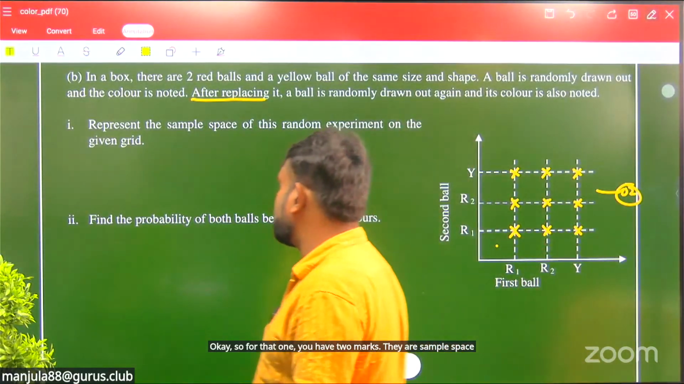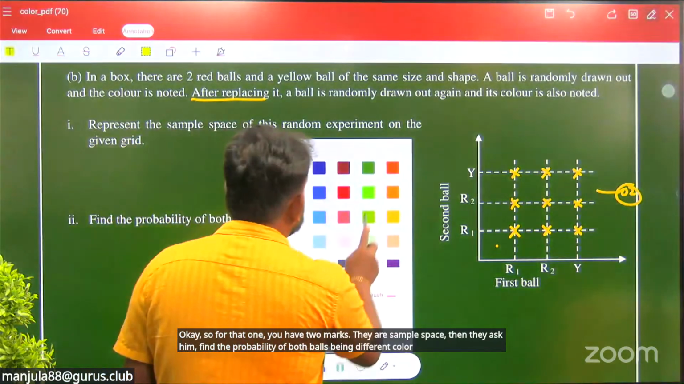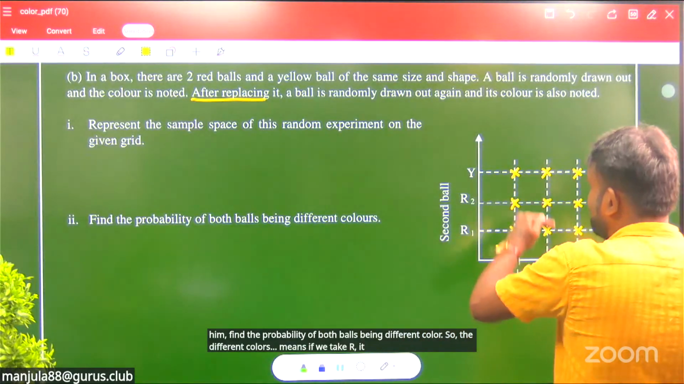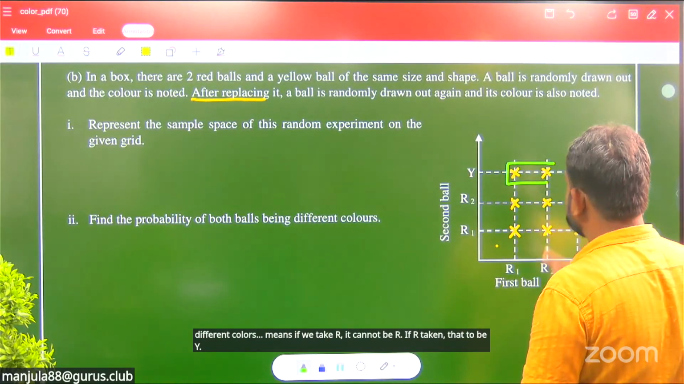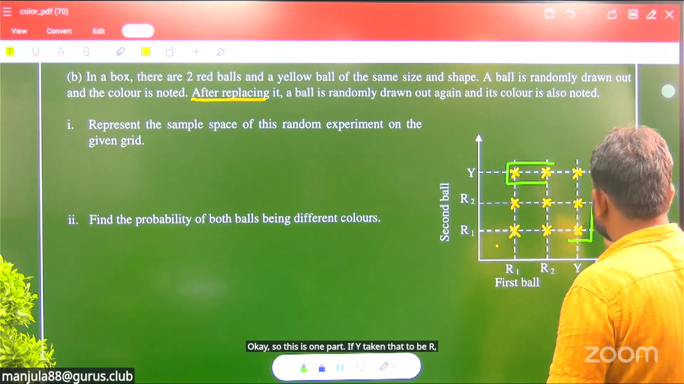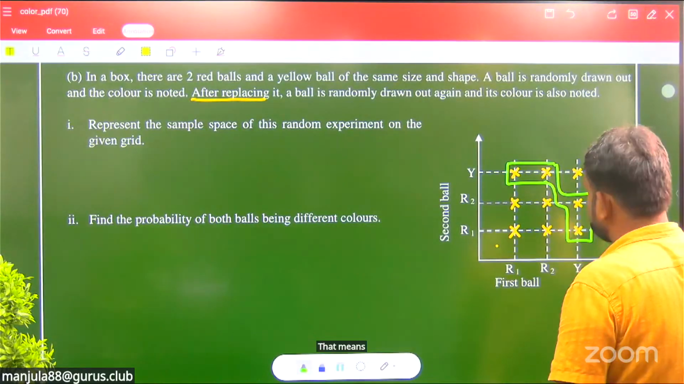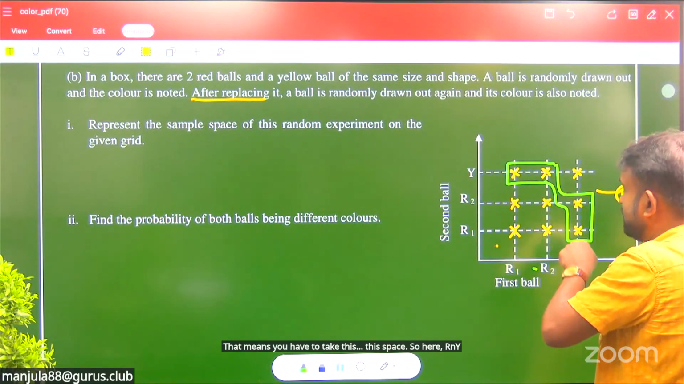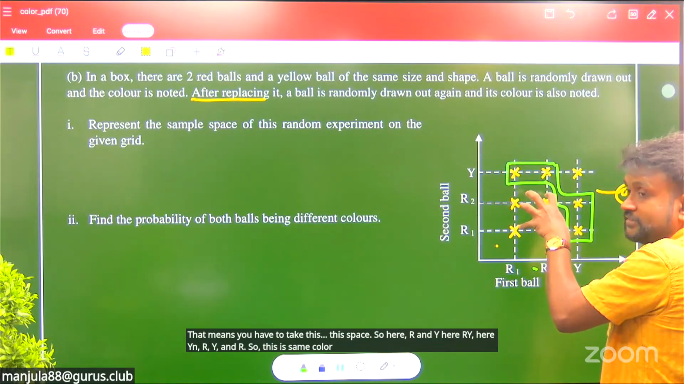Then they ask to find the probability of both balls being of different colors. Different colors means if we take R, it cannot be R. If R is taken, the other has to be Y. Okay, this is one part. If Y is taken, the other has to be R. This is the other part. So we have to take this space. Here R and Y, here Y and R. The same colors, YY and RR, are the other set.